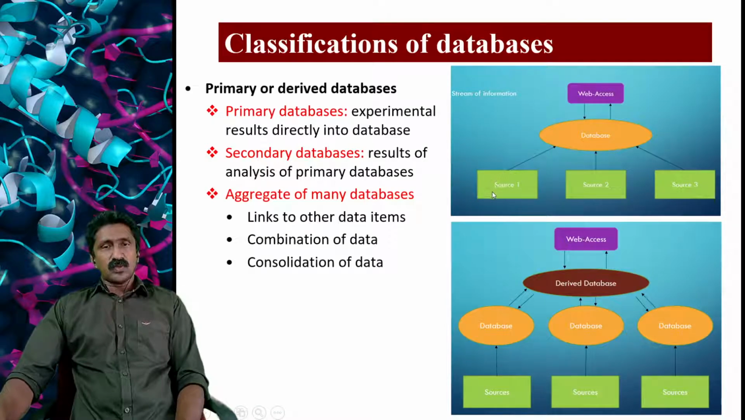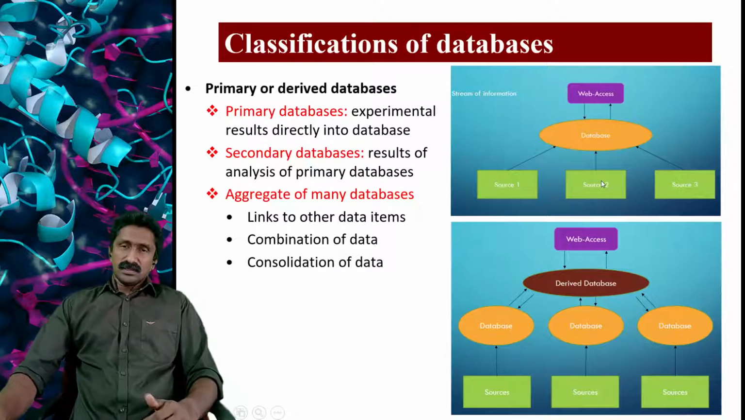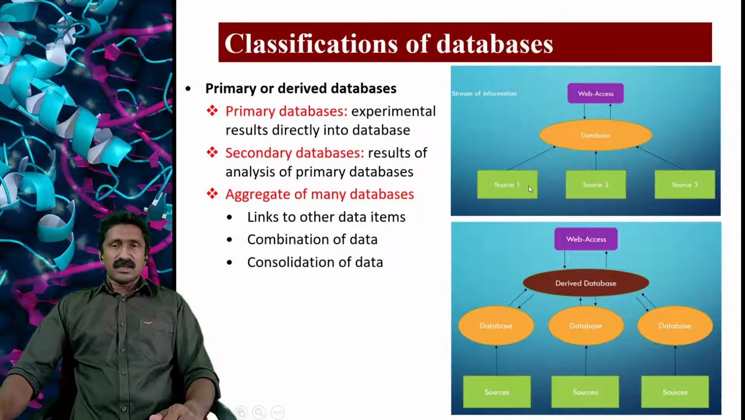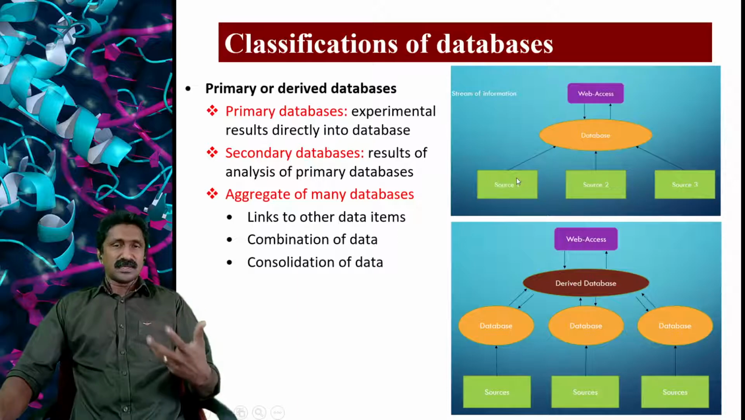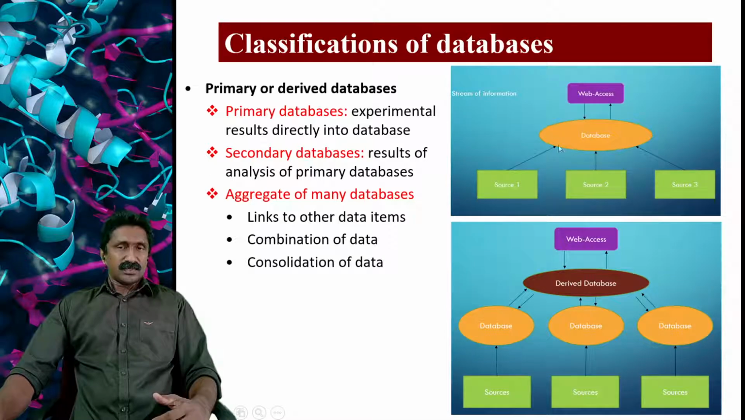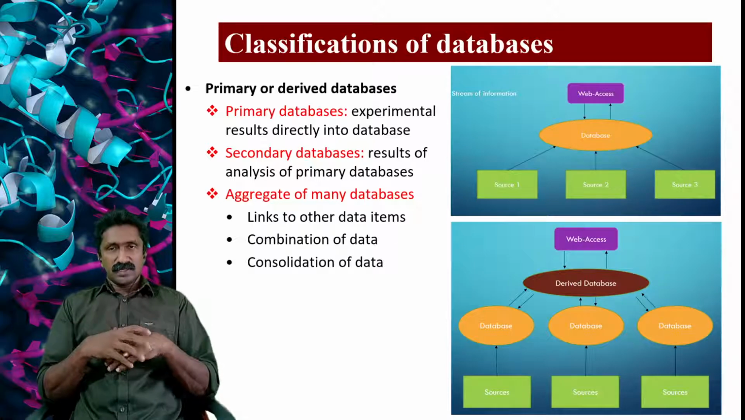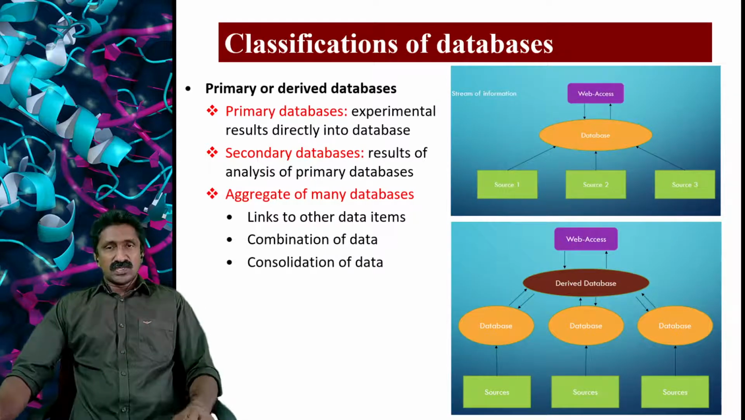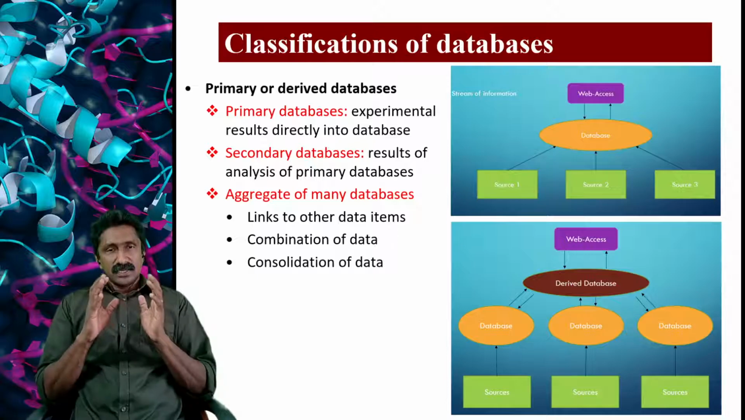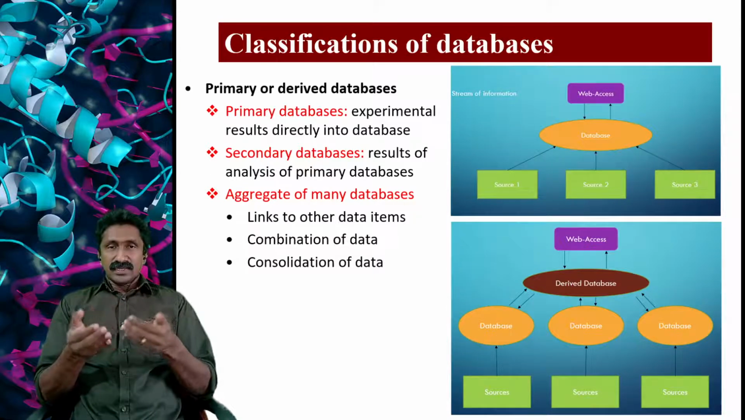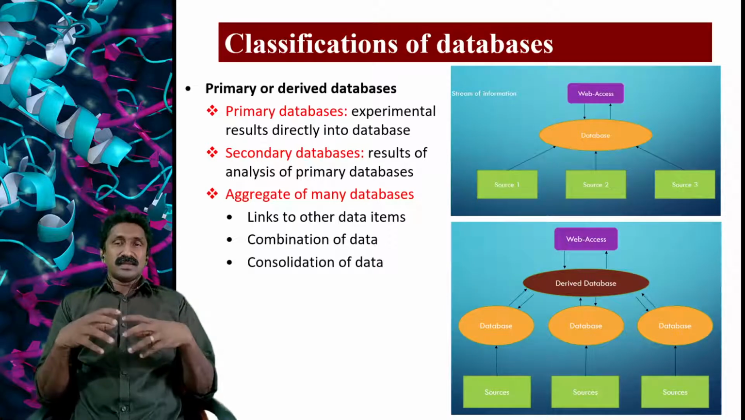For example, scientist one performed an experiment on DNA sequencing on a particular gene, and scientist two performed DNA sequencing in his own lab on another protein or another gene. Similarly, there are different sources who conduct the experiments and generate the data, which is directly given to the database. So this is primary data, which is obtained from experimental output and submitted by the original researcher. These types of databases are known as primary databases. And the secondary database is another kind, where the results of analysis of the primary databases are kept in another database.